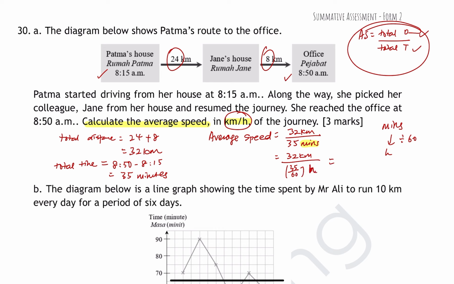And from this, you can just use your calculator to help you. 32 over everything, which is 35 over 60, and you will get 54.86 km per hour.